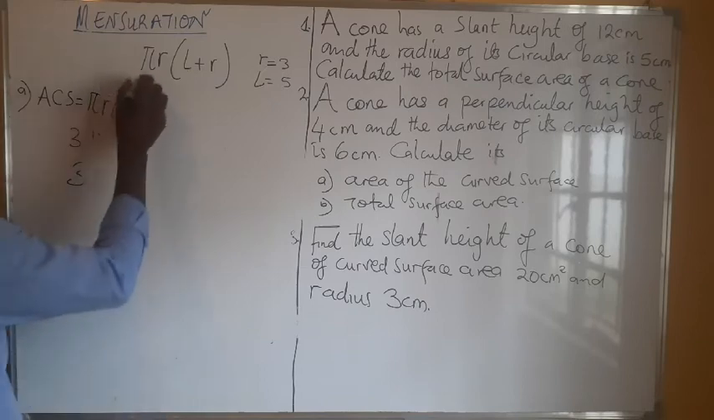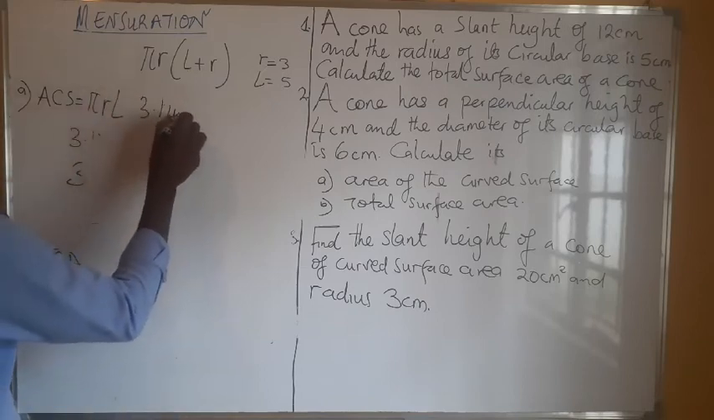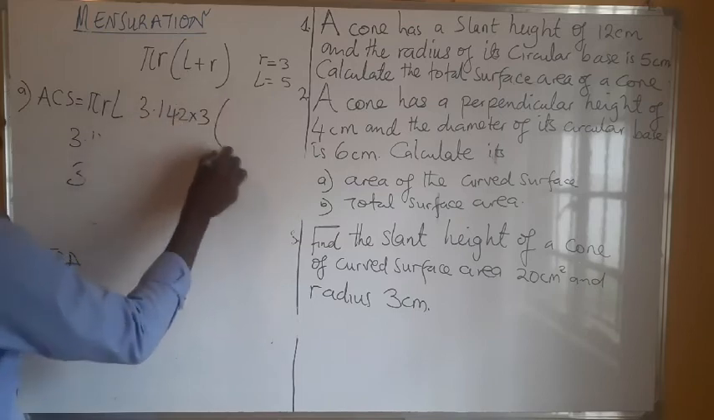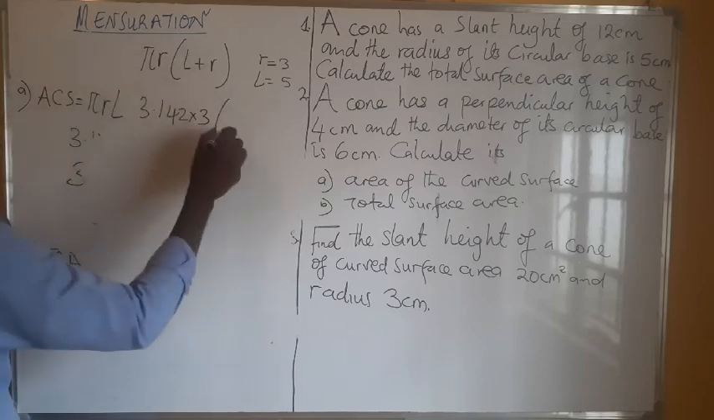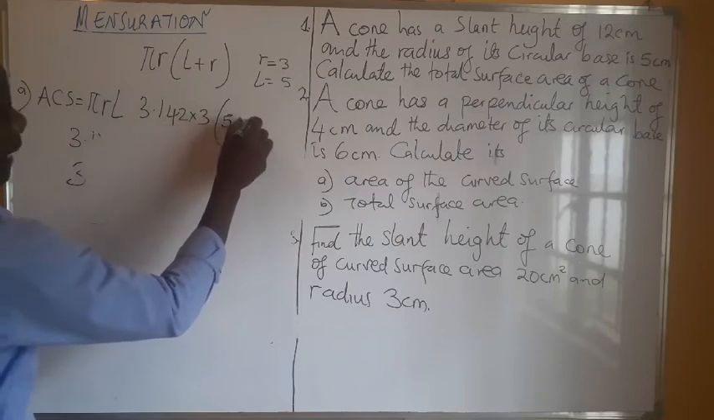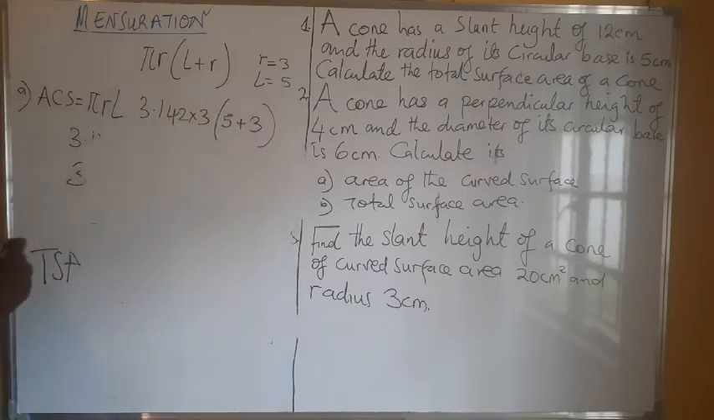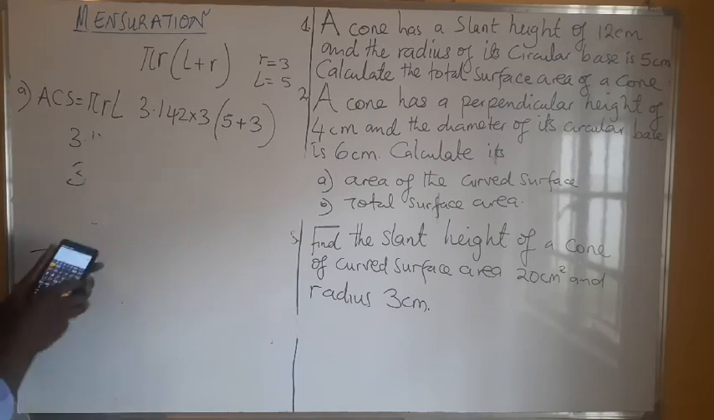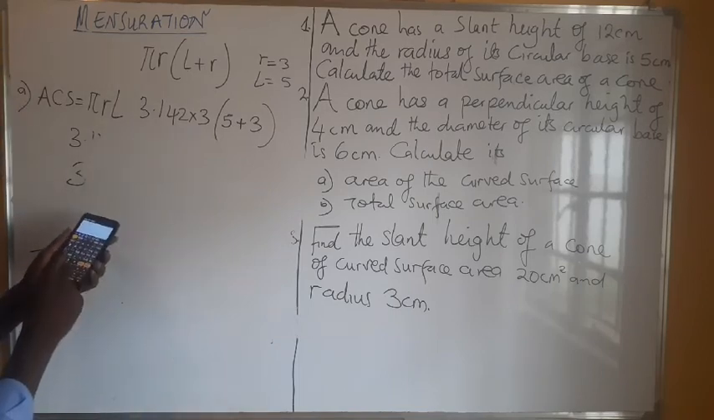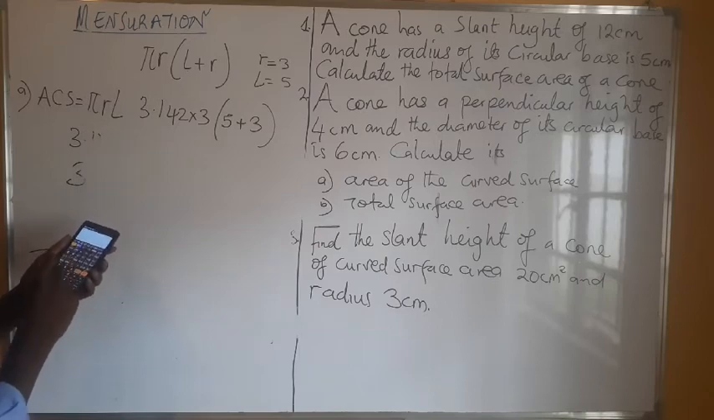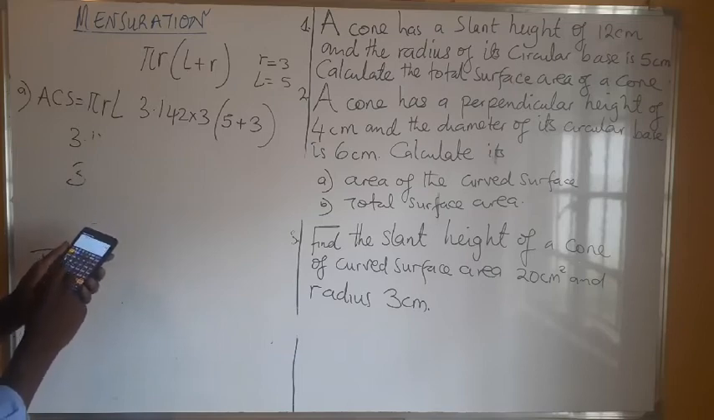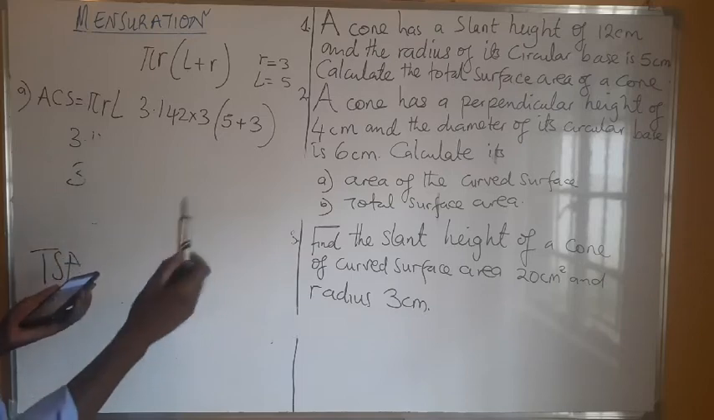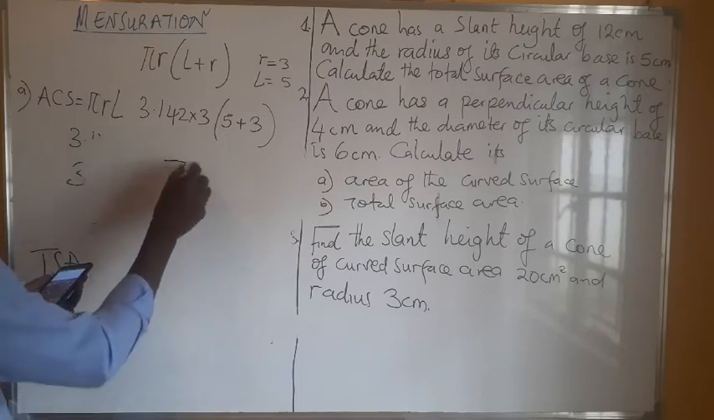I'm sure you should still be able to get this: 3.142 multiplied by radius, which is 3, open brackets, then you've got 5 plus 3. Are we going to get the same? Let's try in case someone goes straight. 3.142 multiplied by radius, which is 3, multiplied by 8. Yes, you're getting the same thing.